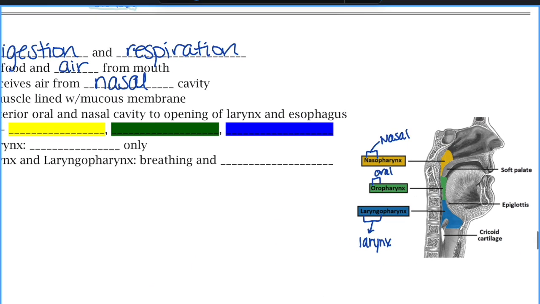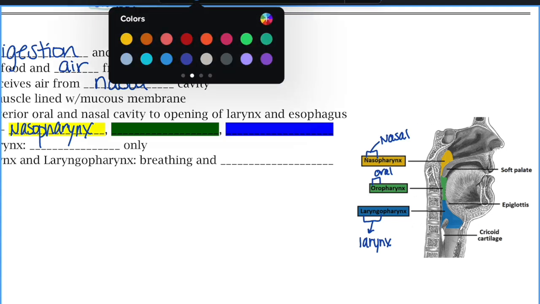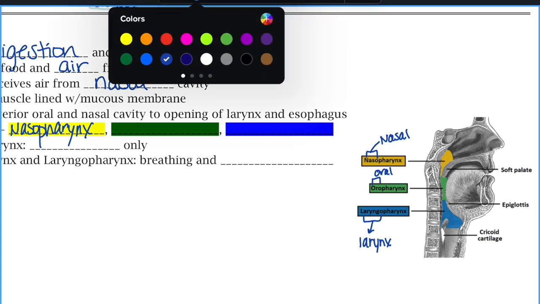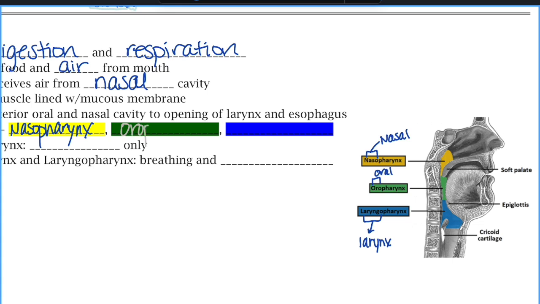All right, so I'm going to just rewrite nasopharynx. And then switch colors for this darker box. Oh, that did not work. Let's try one more time. I'm just rewriting what the picture says.